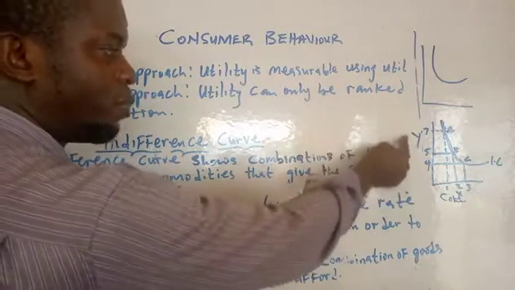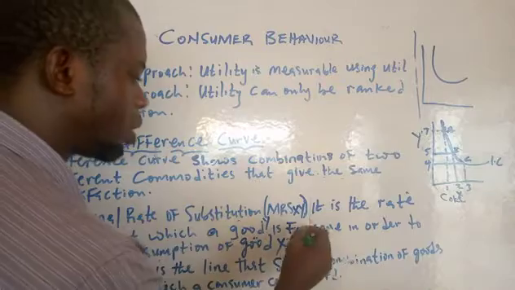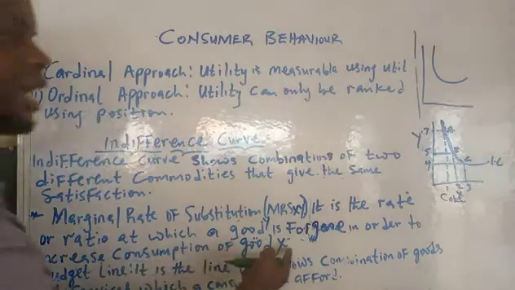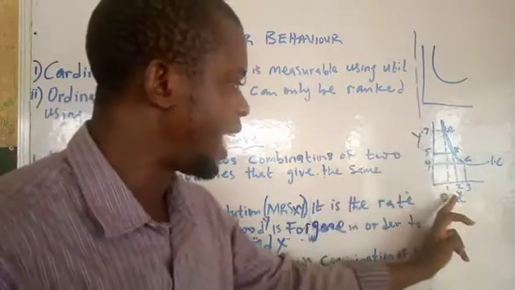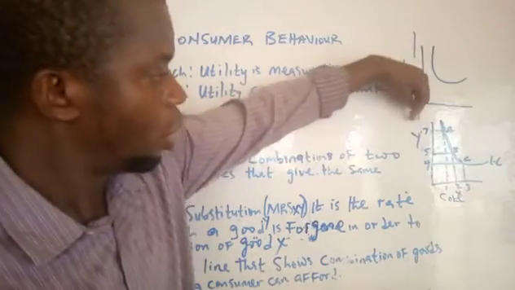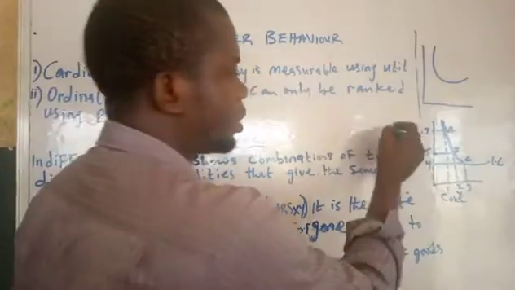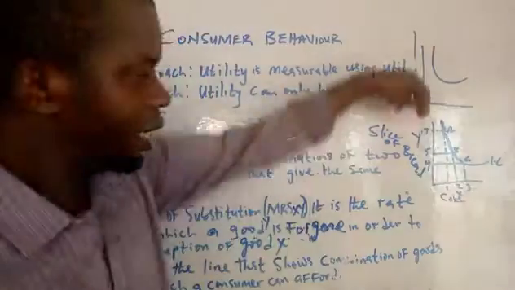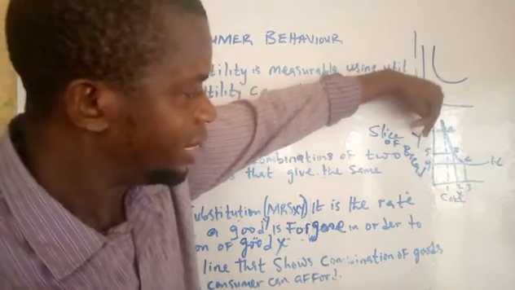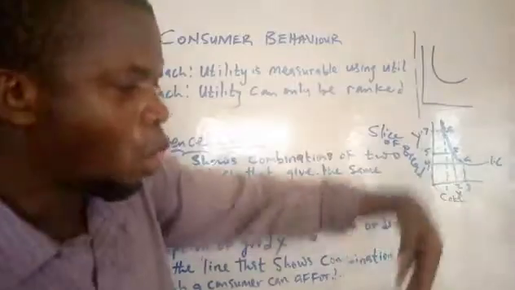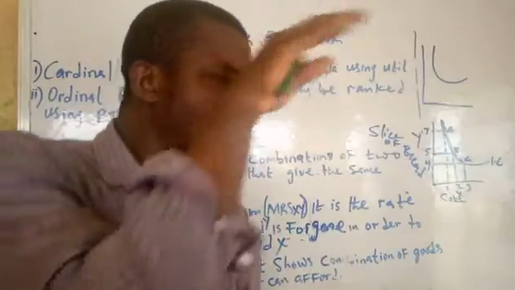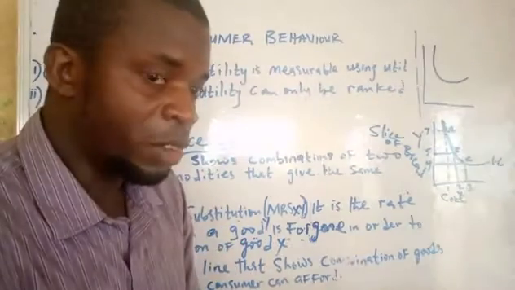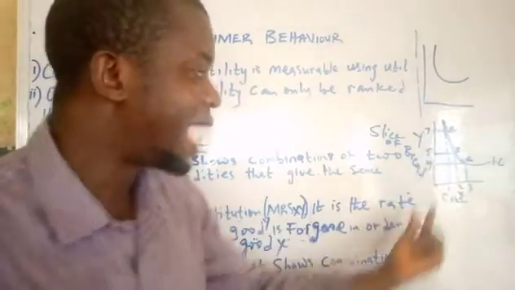A good Y is a slice of bread. A good Y is foregone in order to increase consumption of good X. So in order to increase consumption of good X, Coke, you need to forego some part of this slice of bread. Can you see it? You need to forego this. So the slope, the proportion, the ratio at which you forego one commodity to get more units of another commodity and to maintain the same level of satisfaction is what we call marginal rate of substitution.